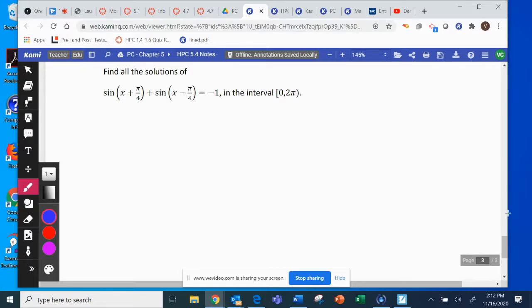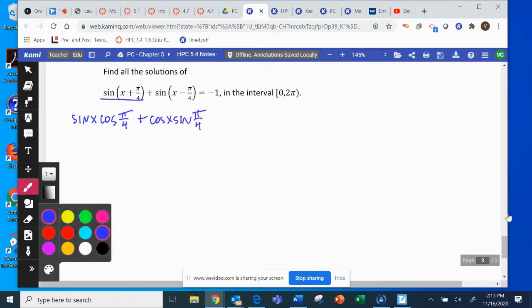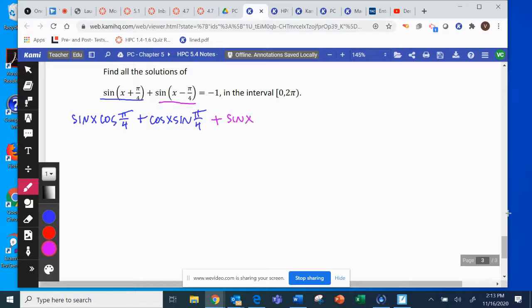So let's use those. So we'll have sine x cosine pi over 4 plus cosine x sine pi over 4. That's the first part. The second one would be sine x cosine pi over 4 minus cosine x sine pi over 4.